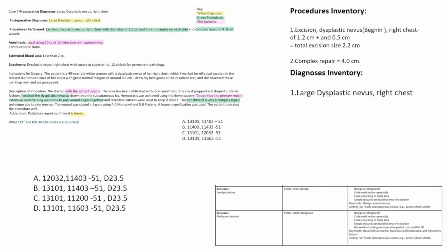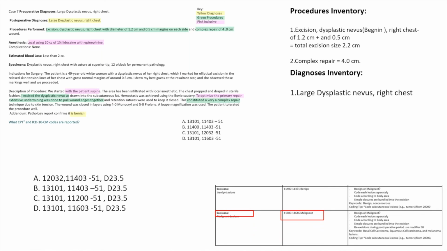Coders, I want to address one issue here. The code options have been changed, mixed up from the last slide. So once again, please forgive me for this. Now let's go ahead and solve the scenario.